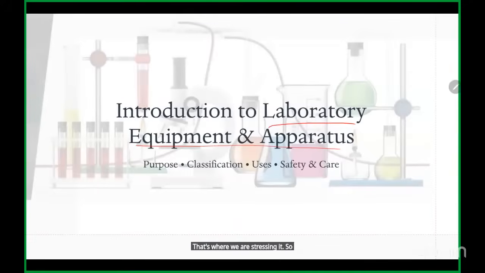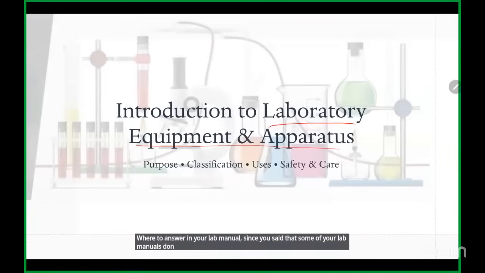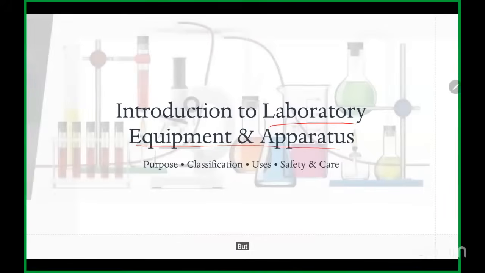So when are we submitting? I'll answer that before the class is over. Where to answer in your lab manual? Since you said that some of your lab manuals don't have it, I'll probably look at your manual, but I will share more information on the platform.